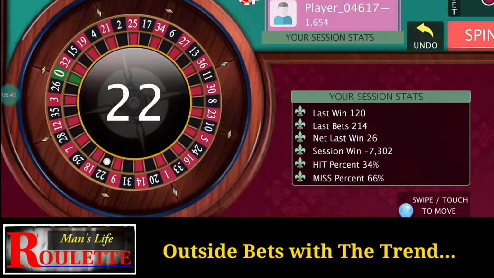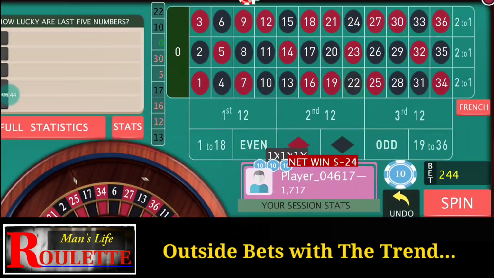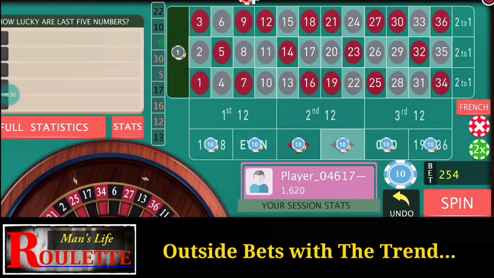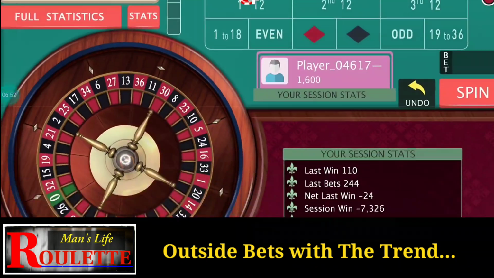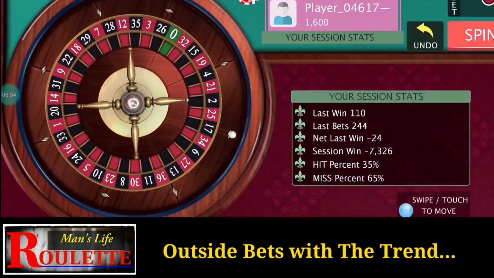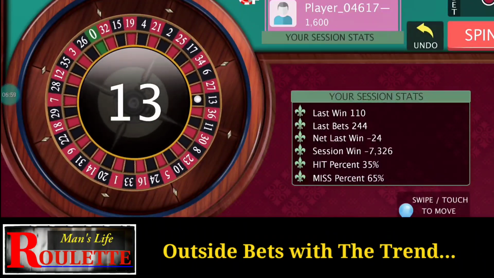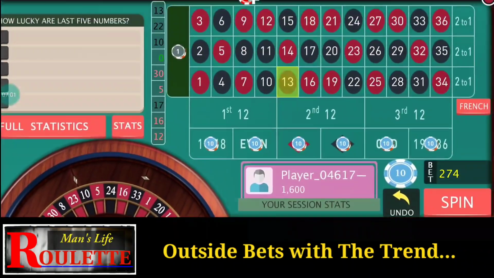It's 22, again a black and even number, but still we are in loss. So repeat the bets. For 22, it's a black, it's an even, and it's a bigger number. You have to play in this way until you get a perfect trend to cover your losses and make some profit.